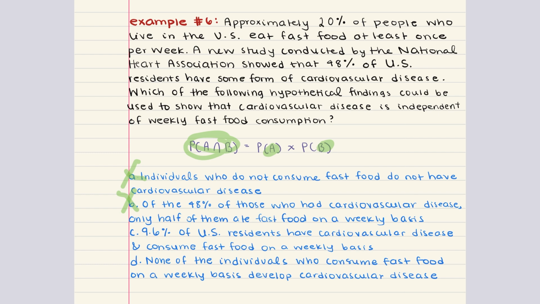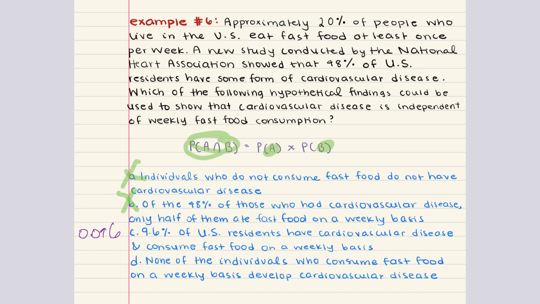C says 9.6% of US residents have cardiovascular disease and consume fast food on a weekly basis. Now, this statement provides the joint probability. It's telling us that the joint probability is 0.096. And this value we need to test independence.